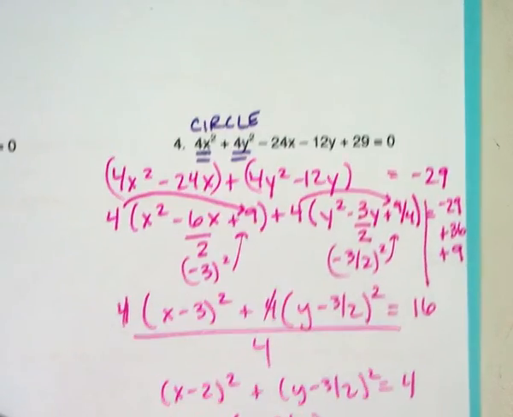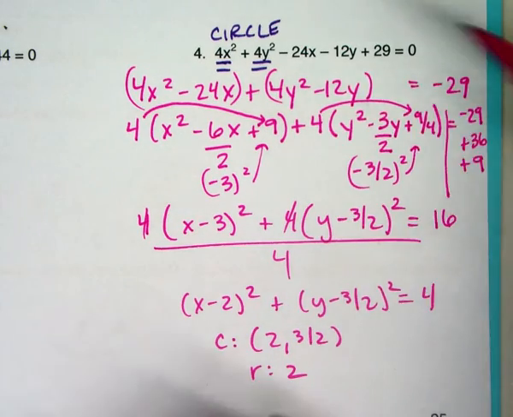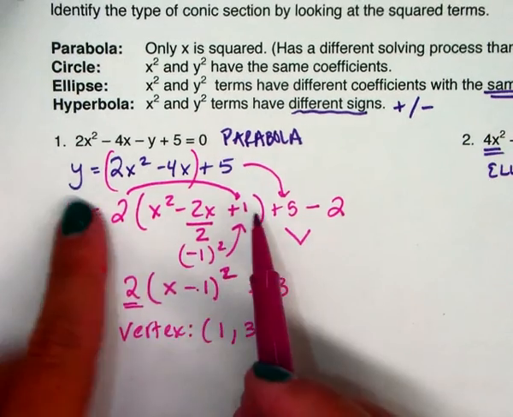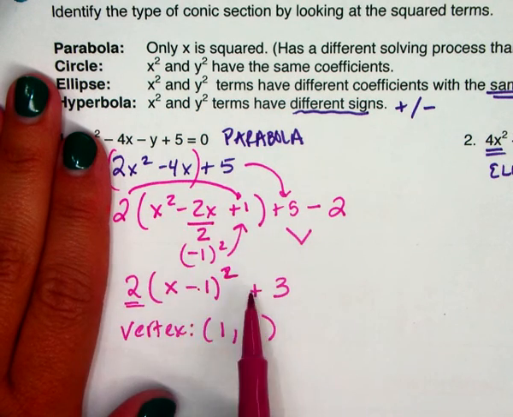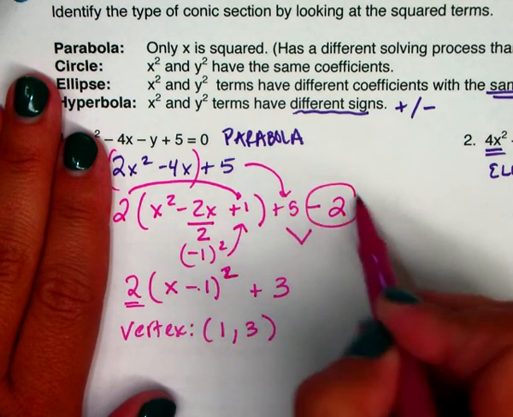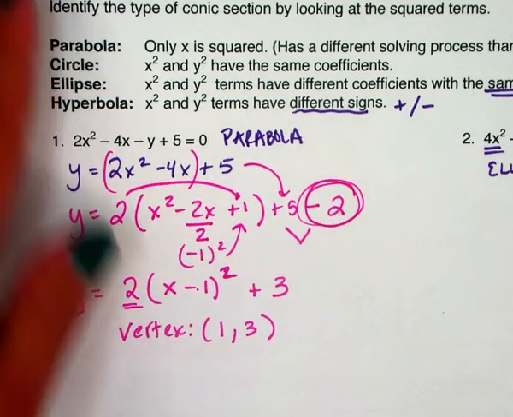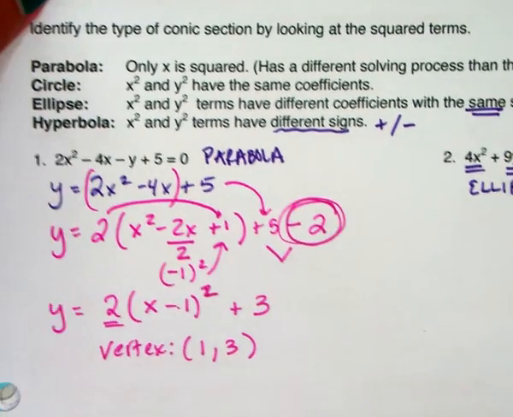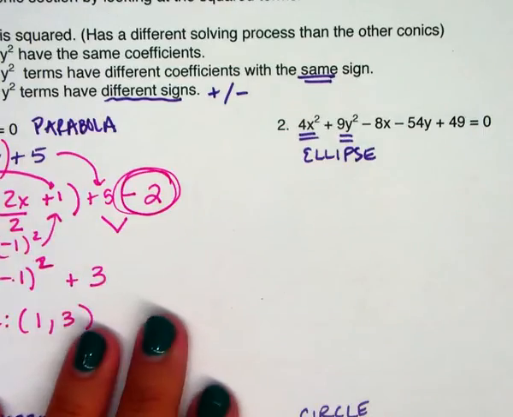Notice with circle, the difference between that and parabola is I added it to the left and I added it to the right. With parabola, because I was working all on the right-hand side of this equation, I added it here, which means I had to subtract it. So this was that big difference there. Okay? All right, with ellipse, hyperbola, and circle, though, if you add it on the left, you're going to add it on the right. You'll do the same sign.